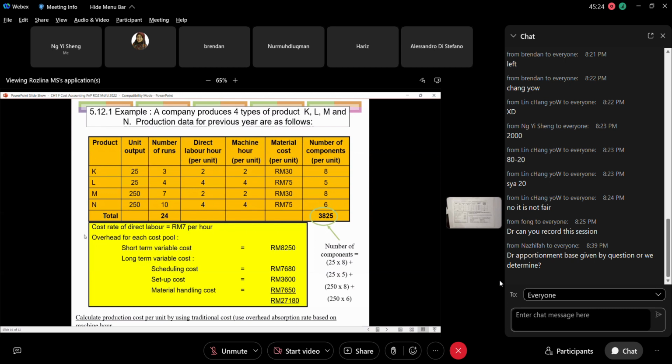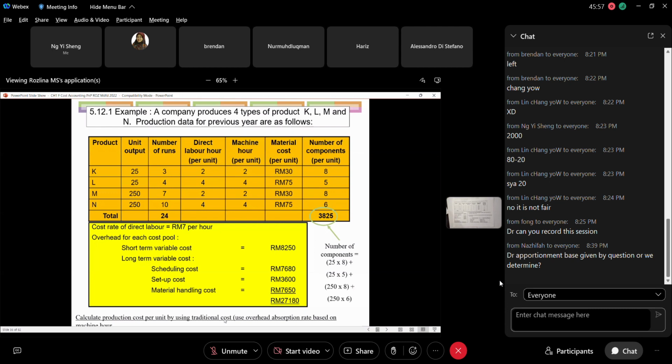Understand it. Okay, then we have the overhead, and the overhead is short-term variable cost and also long-term variable cost: scheduling, setup, material handling, all the costs here. And we also have the data for the direct labor. It is RM7 per hour. Now calculate the production cost per unit by using traditional costs.